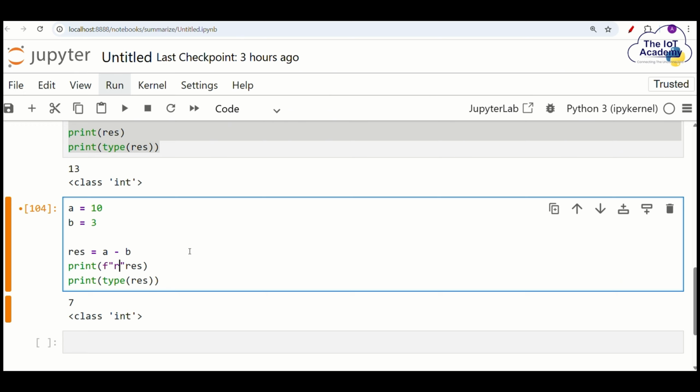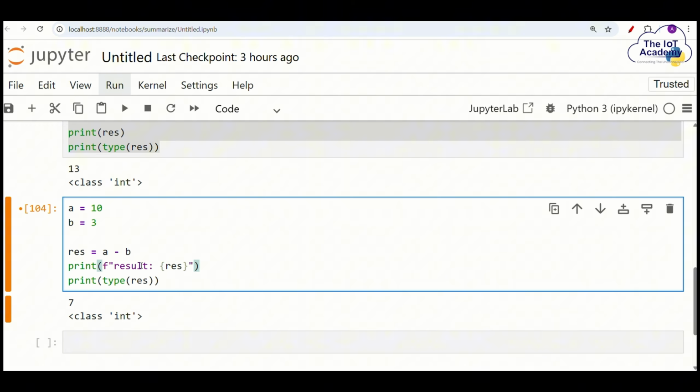So let's say result, okay? And then you recall from my previous class, the way you format is like this. So what's going to happen? I'm just giving you a short tutorial. Basically, what it does is that f is a special character, and you put it in front of the string.